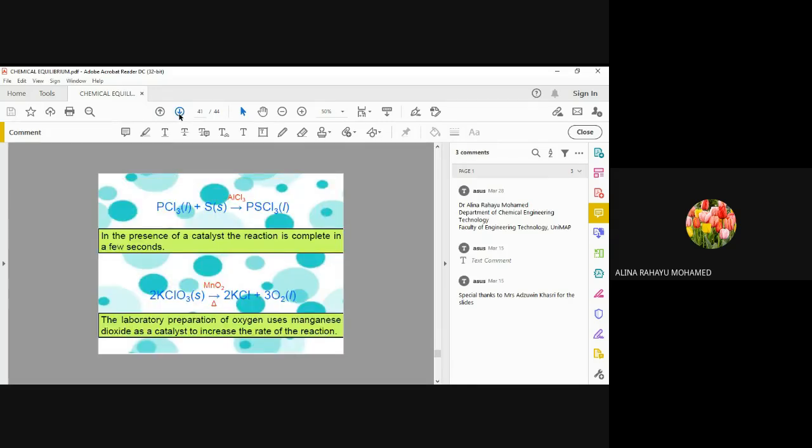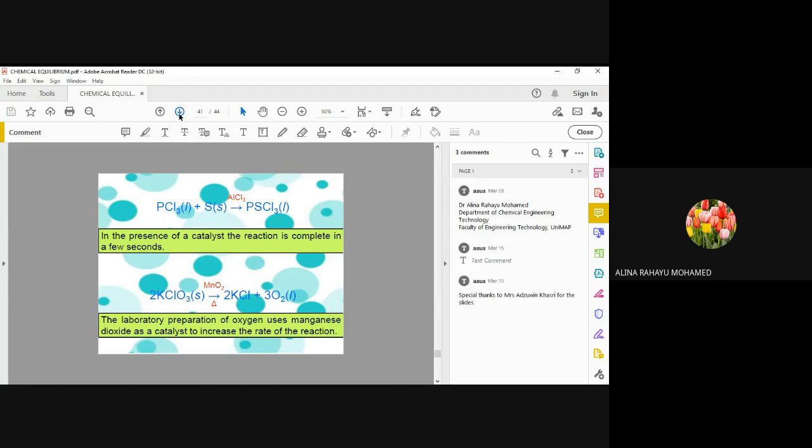In the presence of a catalyst, the reaction is complete in a few seconds. For example, we have PCl3, phosphorus trichloride, reacting with sulfur to form PSCl3, phosphorus sulfide trichloride. In a few seconds, we have already formed PSCl3, because we have added some catalyst in the reaction mixture. The lab preparation of oxygen uses manganese dioxide as a catalyst to increase the rate of the reaction.